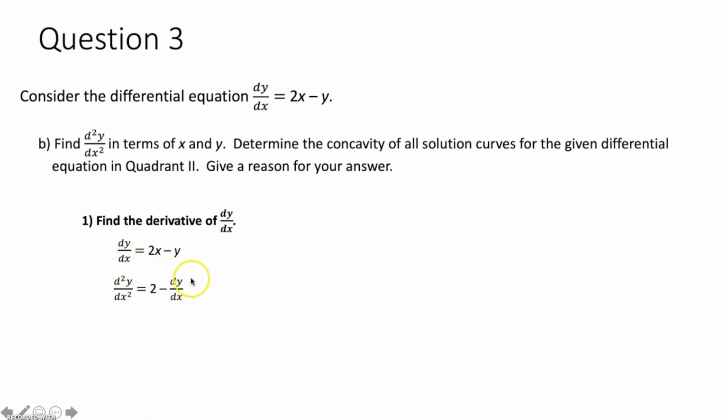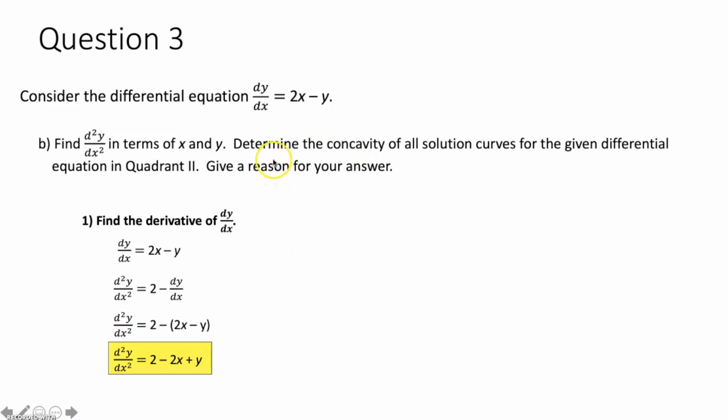So now we have the second derivative of our given function, but it wants it in terms of x and y. So what we're going to do is instead of writing dy/dx here, we know what dy/dx is, right? dy/dx equals 2x minus y. So we're going to take 2x minus y, plug it in for dy/dx, distribute that negative, and we end up getting the second derivative in terms of x and y.